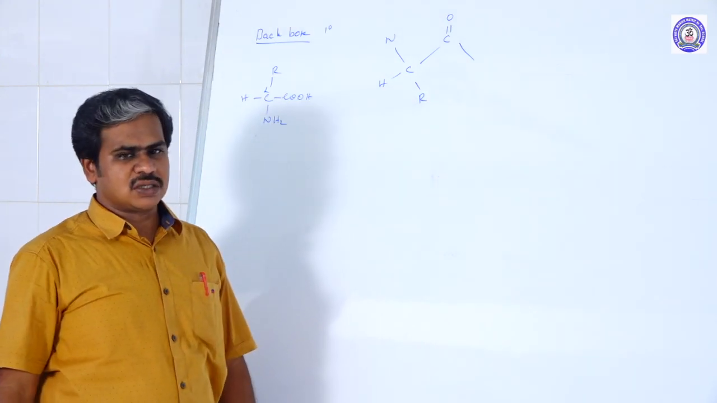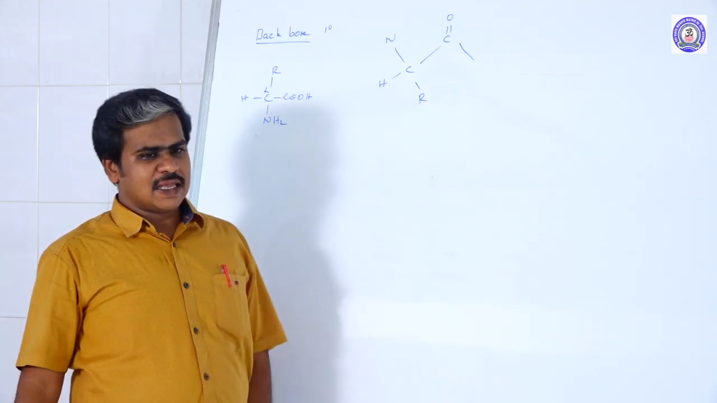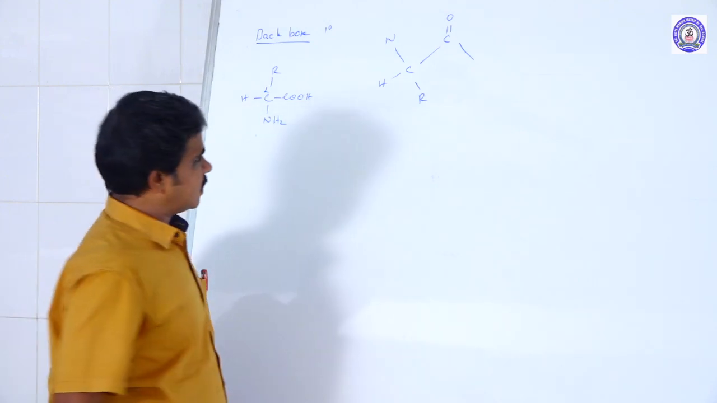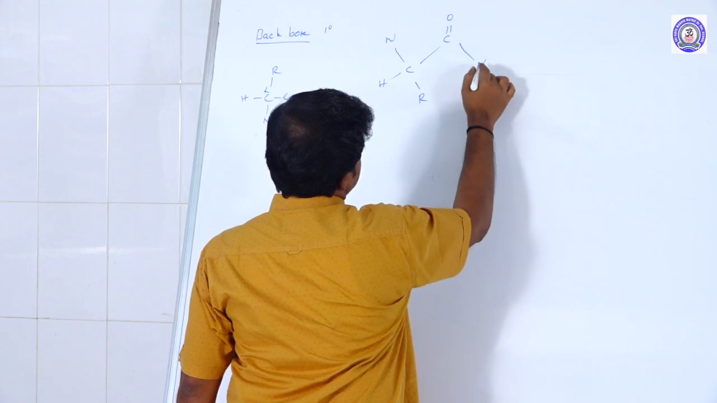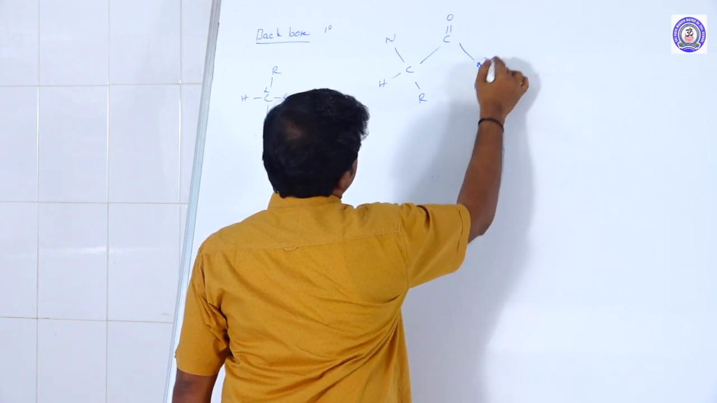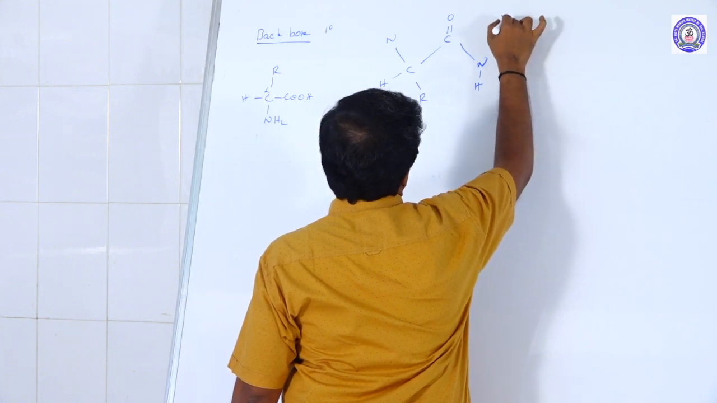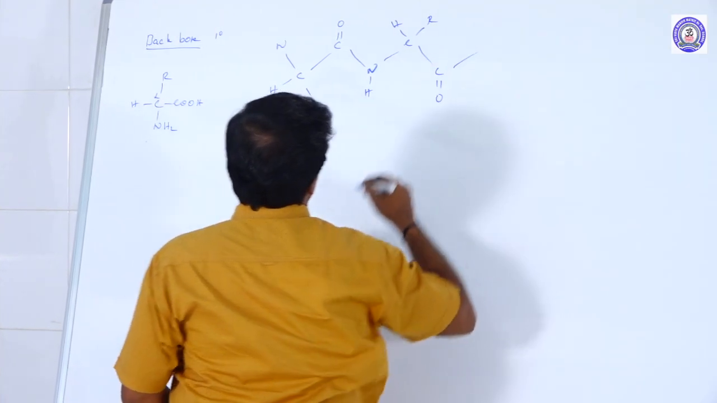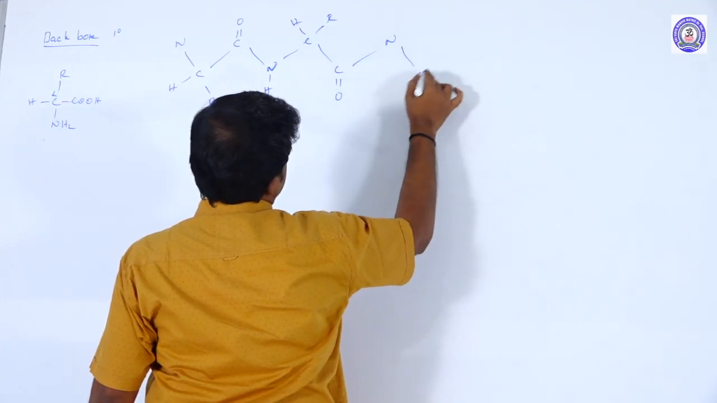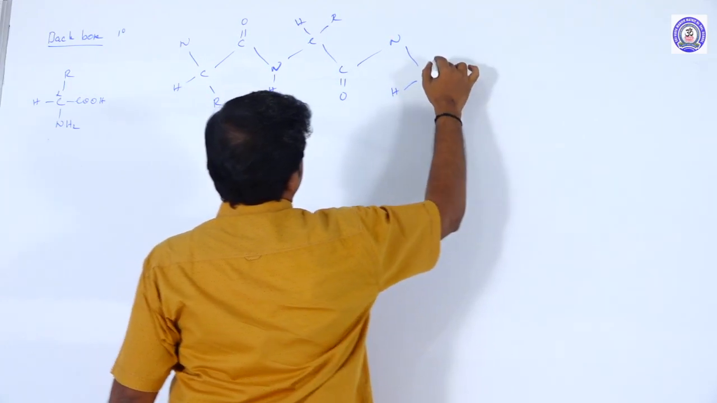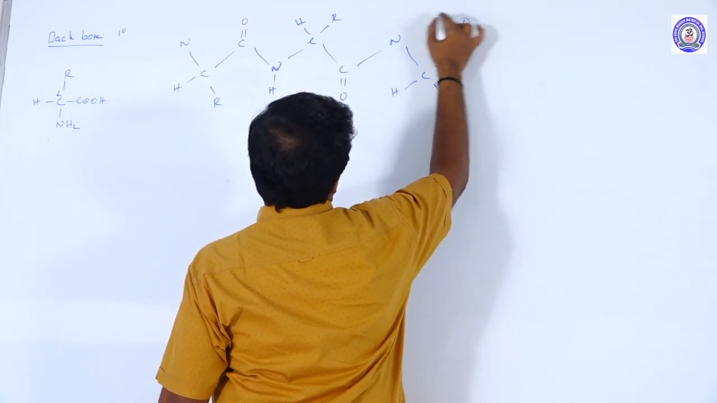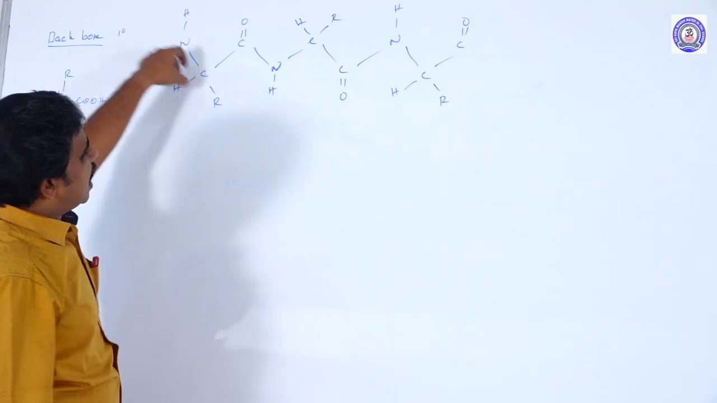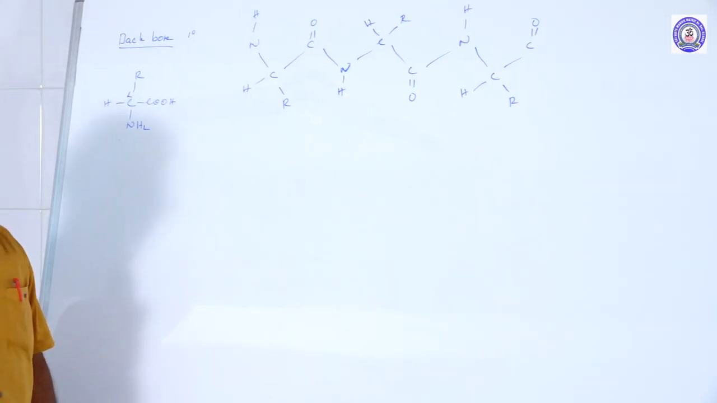If the R group is hydrogen, then it is glycine. If the R group is CH3, then it is alanine. Likewise, we may classify all those 20 amino acids. Now, another one, it is NH and C, and here H and R, and here C double bond O, and here N and C, H and R, and C double bond O, and here NH. This is the backbone of all amino acids or proteins.